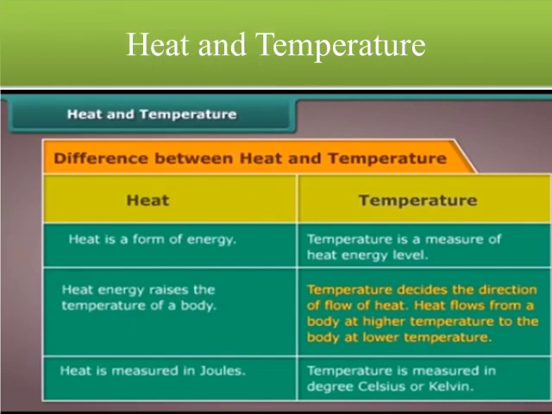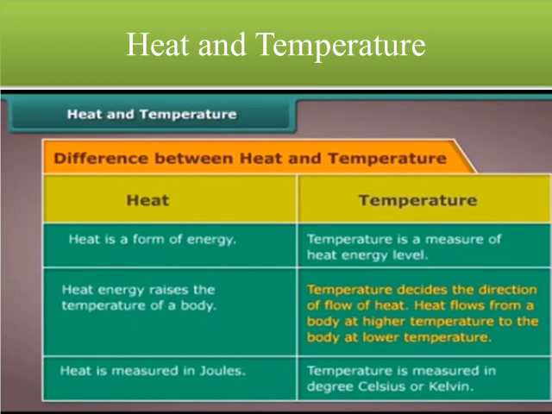Students, so you understood about heat and temperature. So what is heat? Yes, heat is a form of energy. Then temperature? Yes, temperature is the measurement of hotness or coldness of an object. So here is a table which shows the difference between heat and temperature.